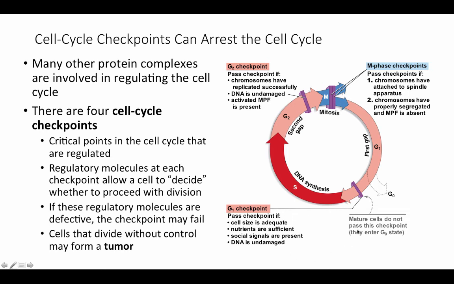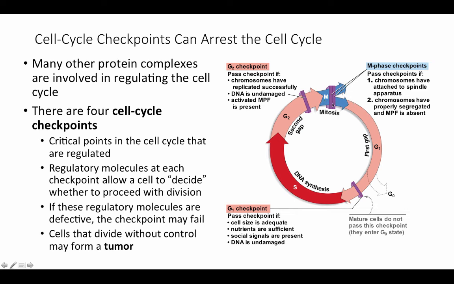Otherwise, if it passes this checkpoint, it's going to go on through synthesis into the second gap, and there's going to be another checkpoint in the second gap. So in the second checkpoint, it's going to check to make sure that all of the chromosomes have been replicated successfully without damage to the DNA. Replication is a point at which it's very likely to have damage to the DNA. And it's also going to check to make sure that there is sufficient activated MPF available to proceed into mitosis. So if all those things check out, it's going to proceed into mitosis.